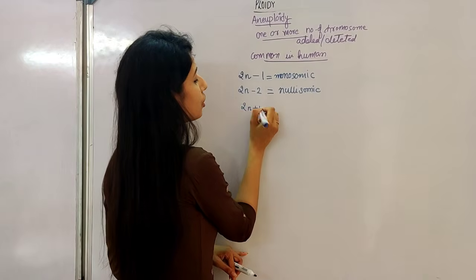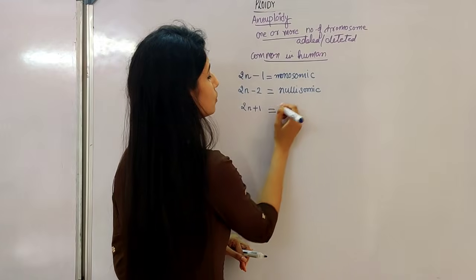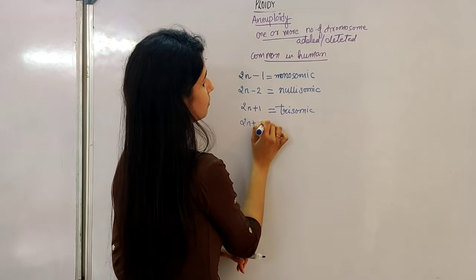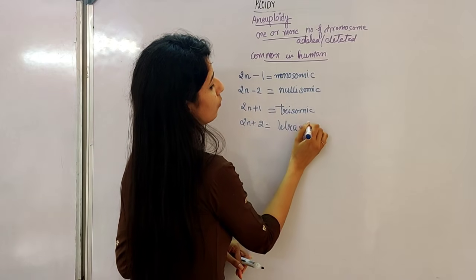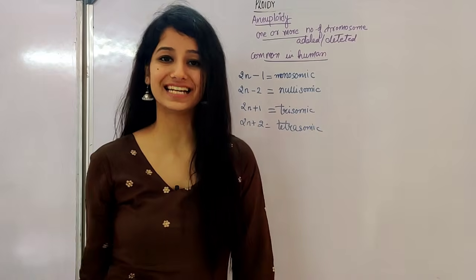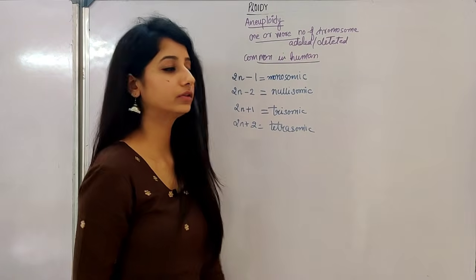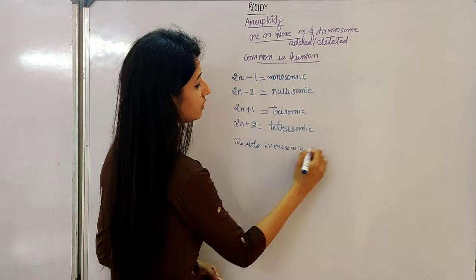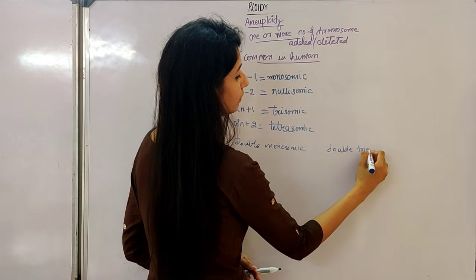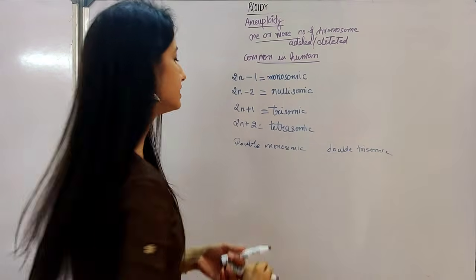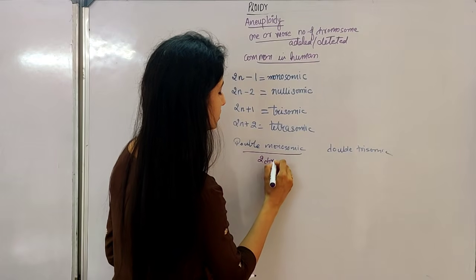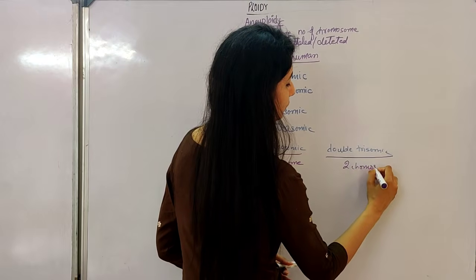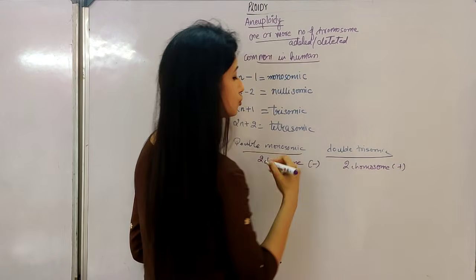And if there is an addition of 1 chromosome, then it is known as trisomic. And if there is an addition of 2 chromosomes, then it is known as tetrasomic. Now there are 2 more conditions, that is double monosomic and double trisomic. What happens in this? In double monosomic, 2 chromosomes are deleted, and in double trisomic, 2 chromosomes are added.